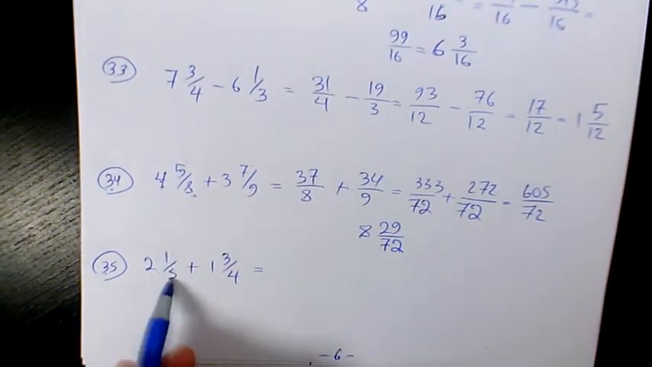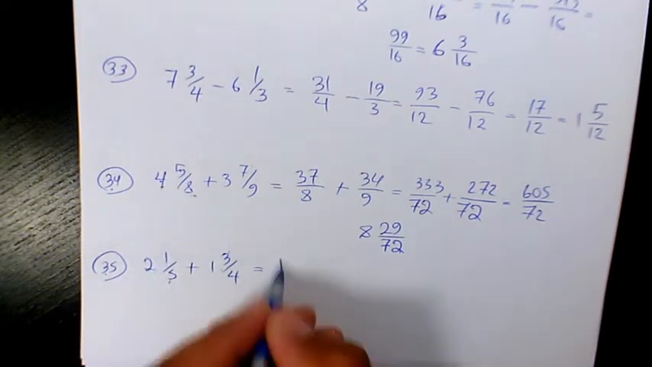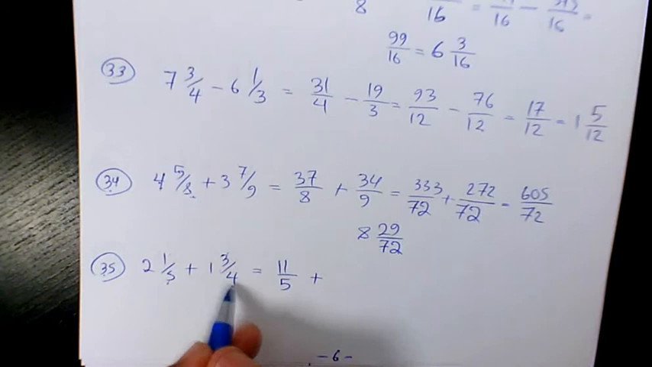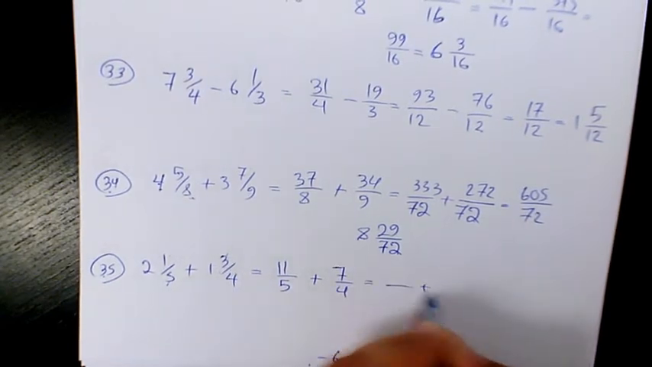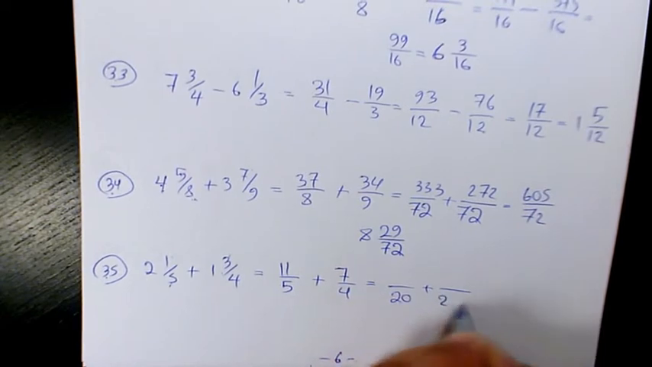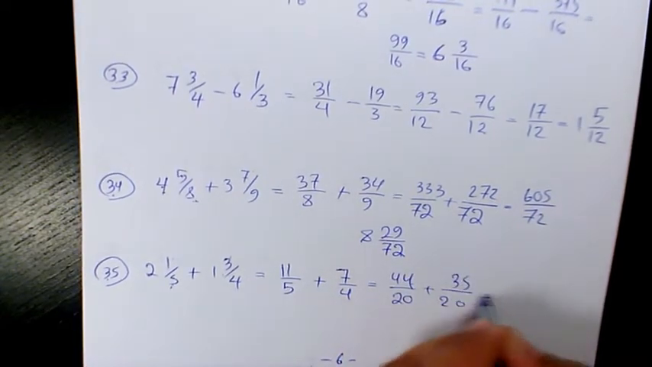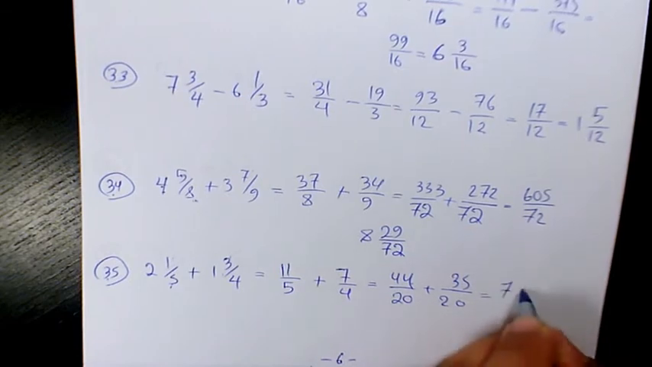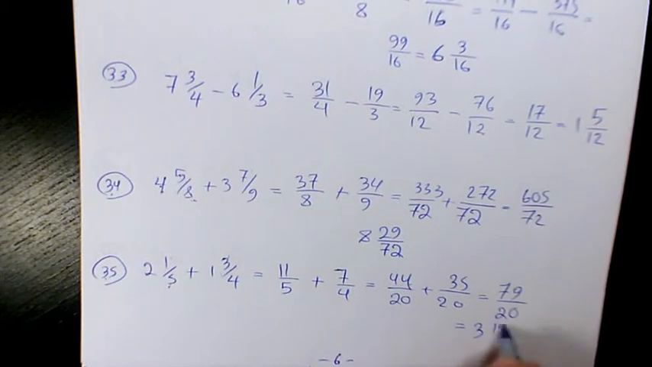2 1/5 plus 1 3/5... 2 times 5 is going to be 10 plus 1 is going to be 11 over 5. 1 times 4, 4 plus 3, 7. The common denominator is going to be 20. 11 times 4, 44. 7 times 5 is going to be 35. That's going to be 79 over 20. That's going to be 3 19/20.